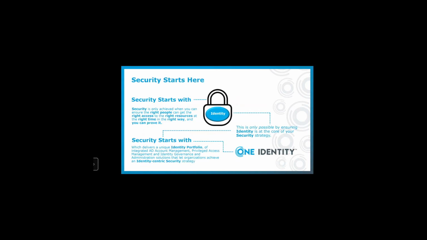So One Identity is all about giving the right people the right access to the right resources in all the ways they want, and being able to prove it. One Identity is a business unit under Quest. Quest is a large IT solution provider, has been in the market for more than 20 years. And One Identity is a specialized business unit that is doing security solutions, only security solutions, and mainly in identity and access management. We are not working in any other branch of information security.